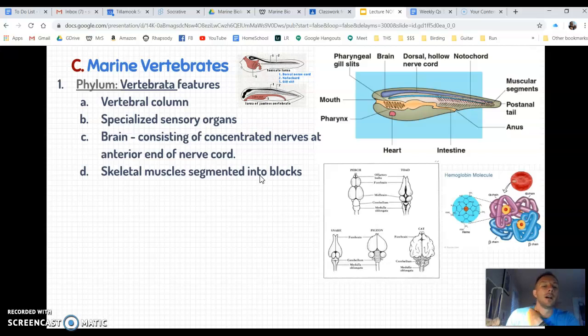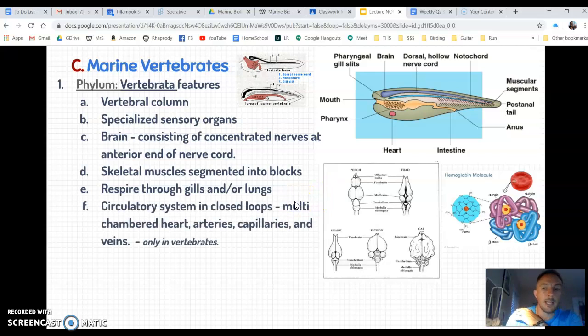Okay, vertebrates have skeletal muscles segmented into blocks. So, different groups of muscles. And again, they can attach to the skeletal system, and that allows them to anchor and work independently, and things like that. They respire through gills or lungs. So they take in oxygen and give out carbon dioxide through a system that is then wired into another system called the circulatory system.